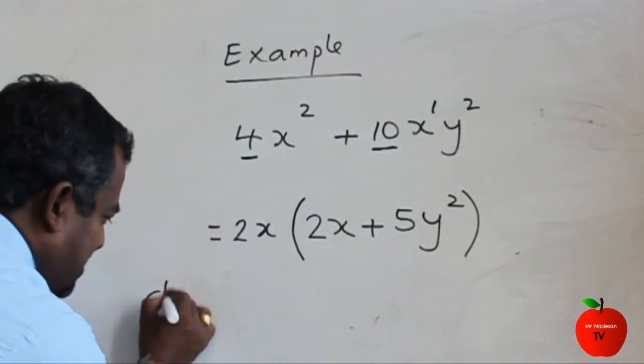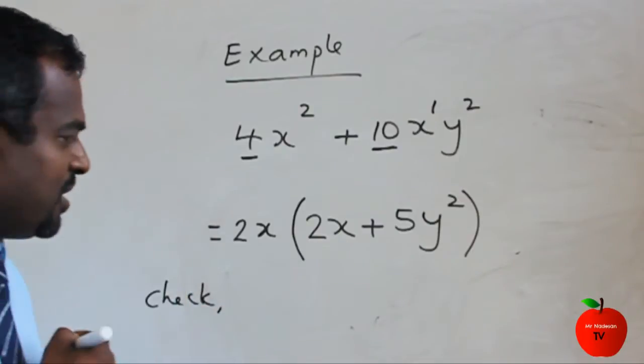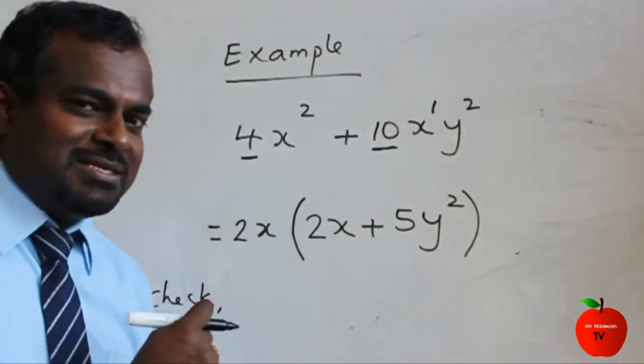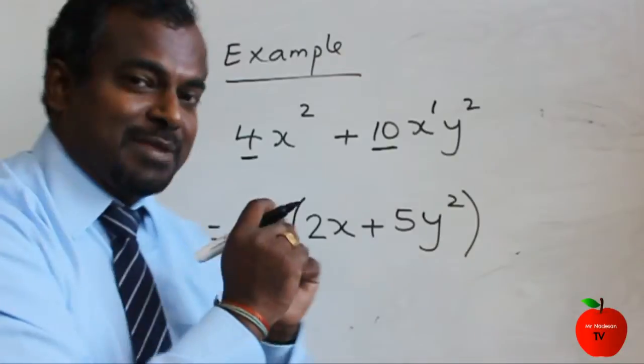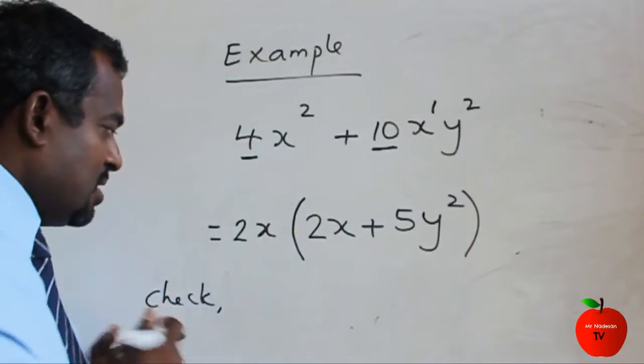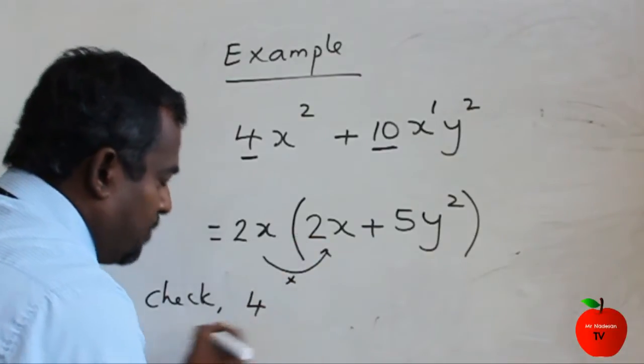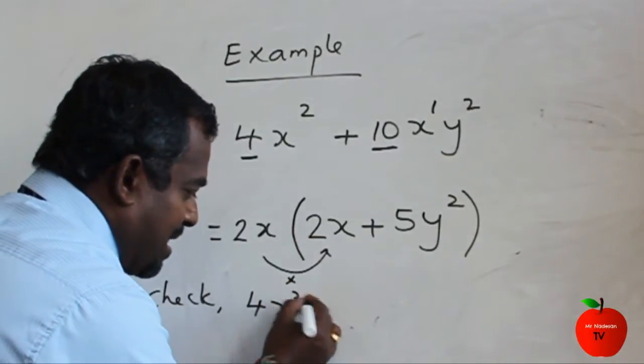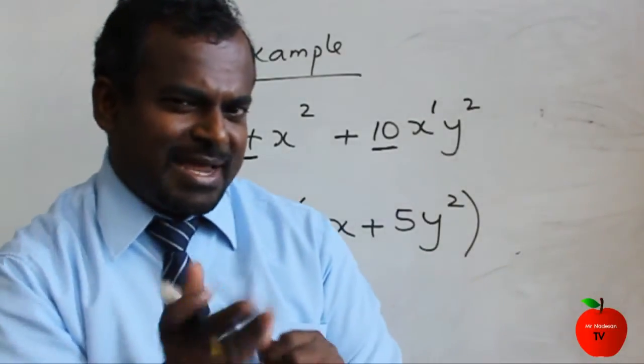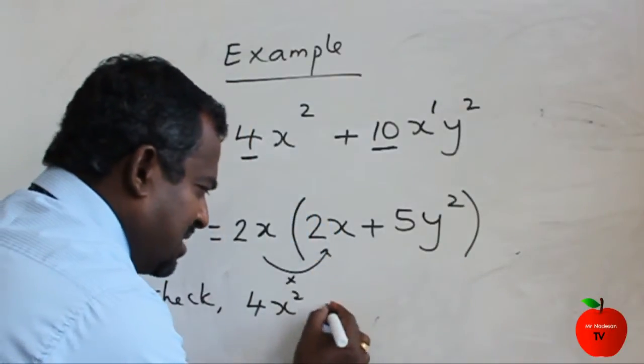How to check your answer? That's the important point. Opening the bracket means multiplication. So each time you multiply, you can check your answers now. 2 times 2 comes to 4. X times x is x squared. My SNL method, sign number letter. Then you got a plus here.